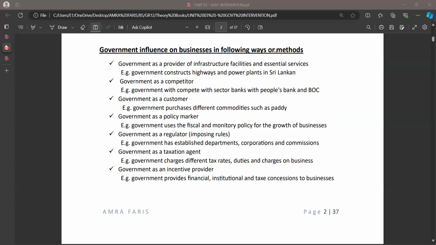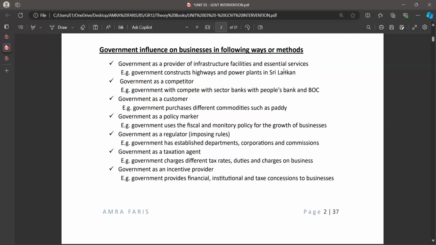There are other power plants. Do you all know the Norochcholai power plant that is always breaking down? That is one infrastructure provided by the government. Don't you all watch the news? At least read the news, right? So that is infrastructure facilities.